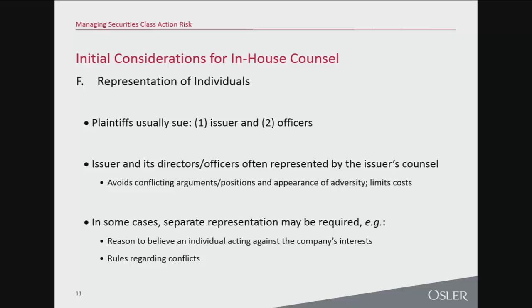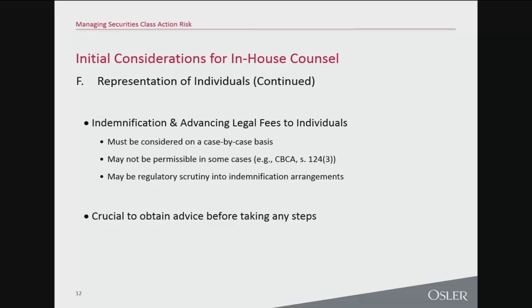And in addition to the question of representation in the class action is the question of indemnification of directors and officers, which may vary depending on the jurisdiction in which the company is incorporated, the articles and bylaws of the company, and any indemnification agreements that the company has with its directors and officers. So it's important to seek advice with respect to those issues because, for example, what may be permissive in terms of indemnification under the CBCA may become mandatory because of a provision in the bylaws of the company, and different jurisdictions have different requirements, for example, for advancing funds to counsel for an individual defendant.